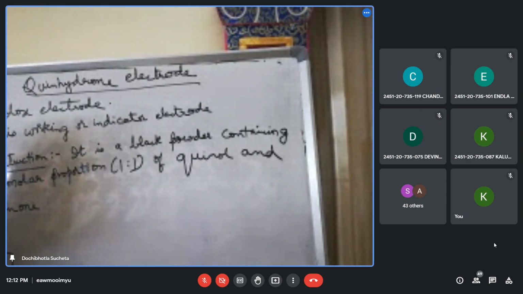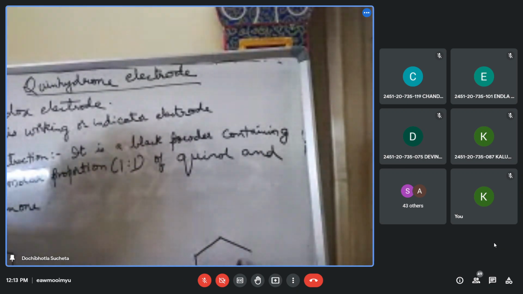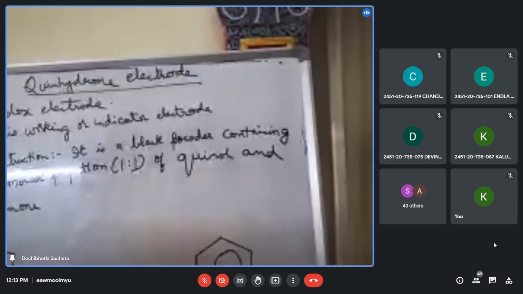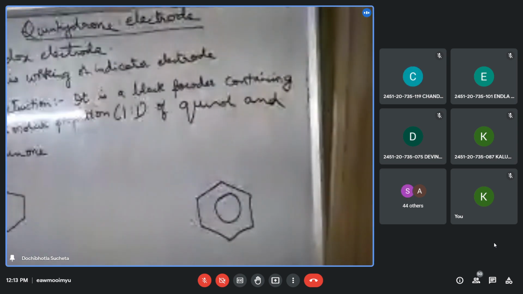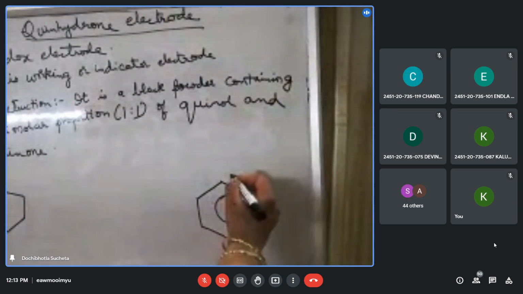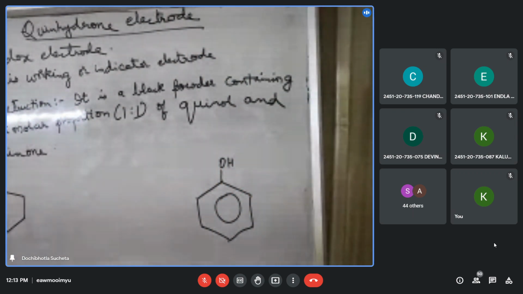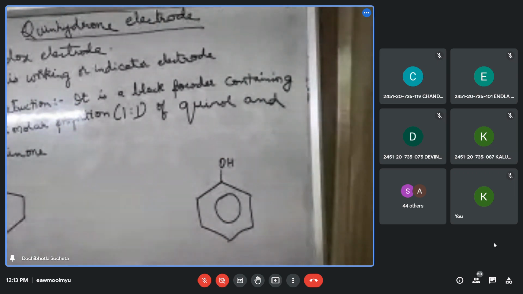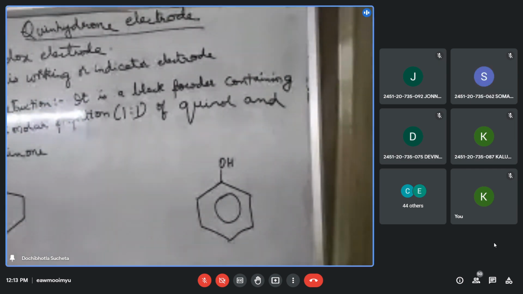Benzene, okay, to show that it has resonance. Benzene with one OH group is called phenol. It's an alcohol, but it's called phenol.